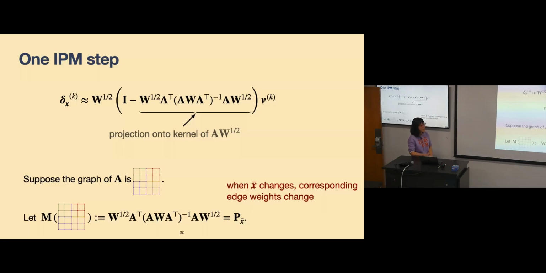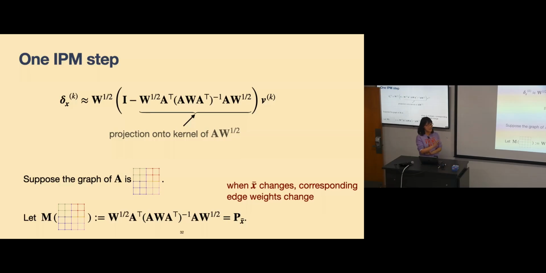Okay, so then let's get back to exactly what this step is that we're taking. Remember this expression, the step is some projection matrix applied to some vector. Suppose for an example, the graph of the matrix is this little planar graph that I've drawn. Then this projection matrix is basically entirely a function of this graph structure, plus the fact that these W's are changing. So W's should be interpreted as weights on the edges of the graph. And the weights are a function of X bar.